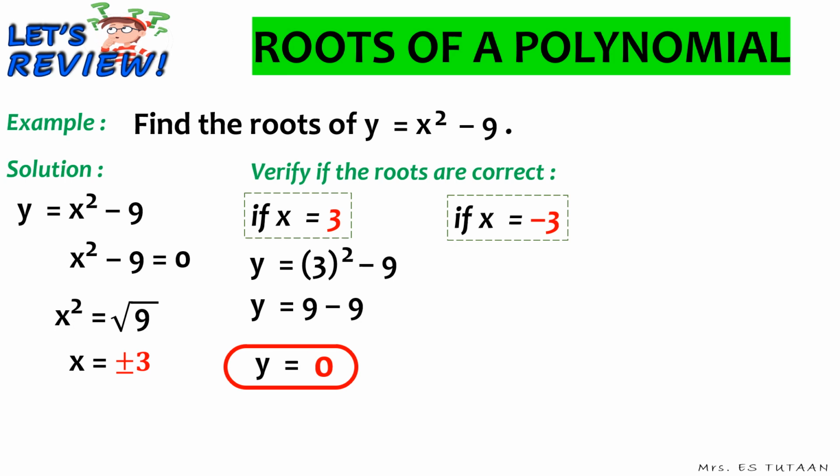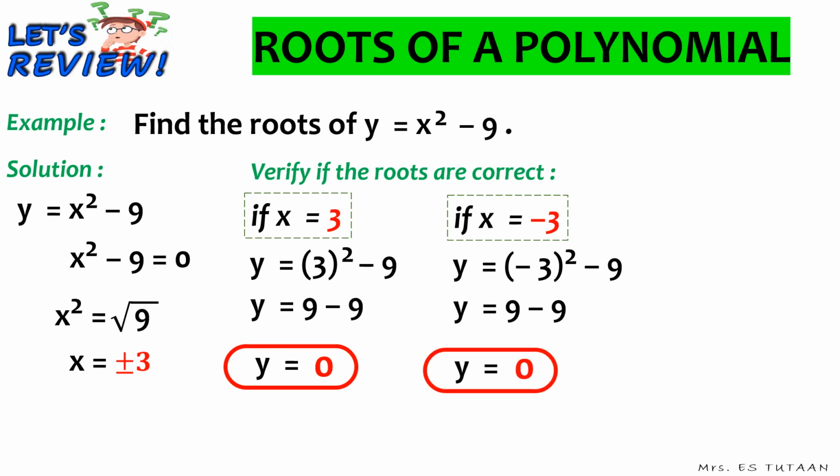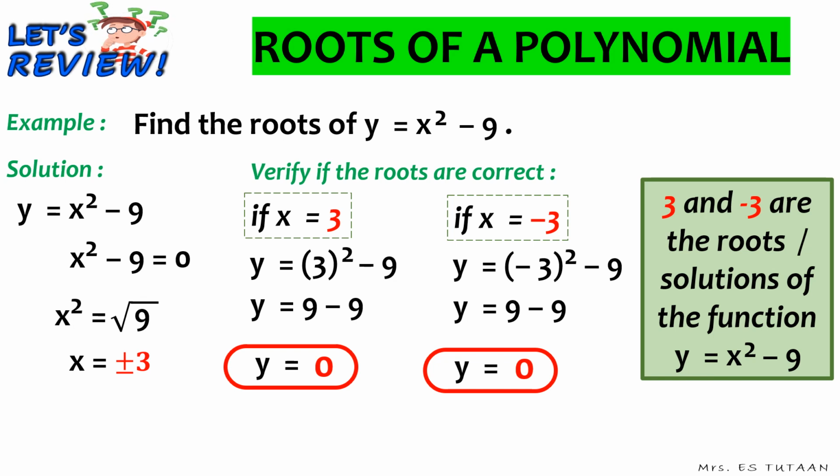Next, if we have x is equal to negative 3, that means to say y is equal to the square of negative 3 minus 9. So, negative 3 squared is equal to 9, and 9 minus 9 is equal to 0. So, that means to say the value of x, which is negative 3, is correct. So, therefore, our roots for the quadratic function y is equal to x squared minus 9 are 3 and negative 3.